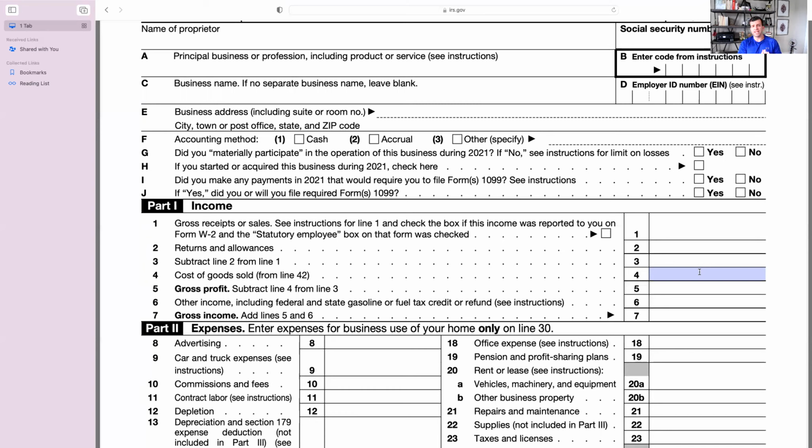Like if you're flipping houses, that cost of goods sold would be your housing inventory. So when you sell a house, the cost of that house would come off, cost of goods sold. And that's if you're a house flipper, not renting them out. So this is like where these numbers will come in.